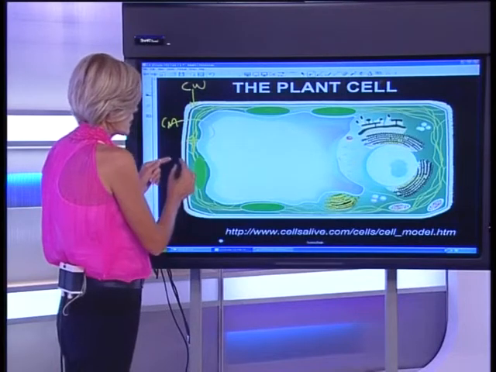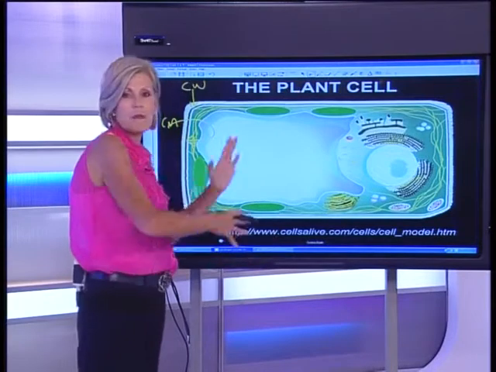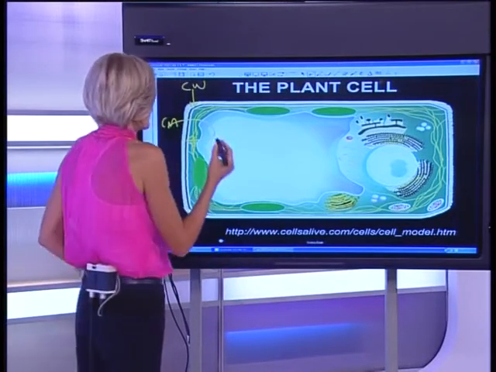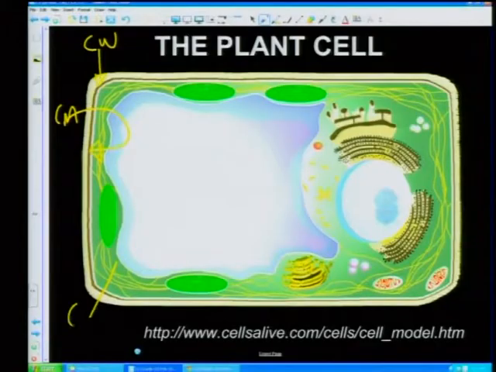So, cell membrane, which animal cells have as well. And then you've got the mush, and the mush in the cell is the cytoplasm. So, let's do it here.